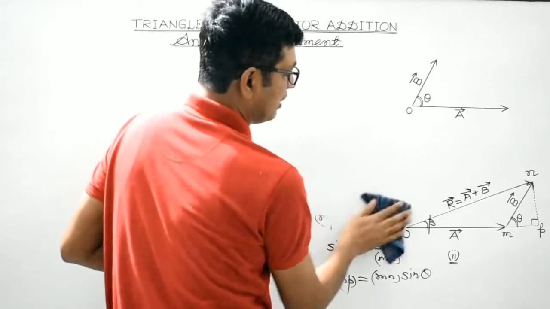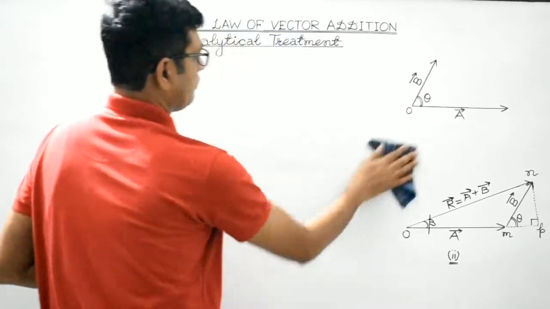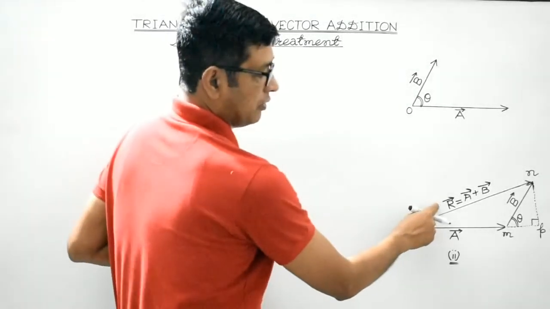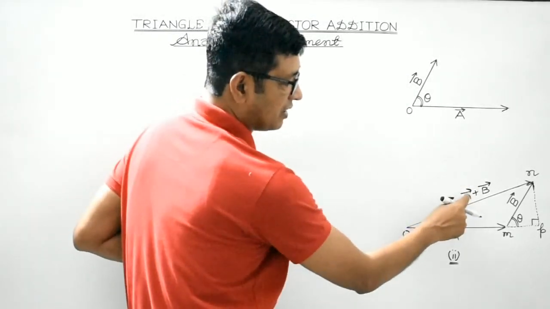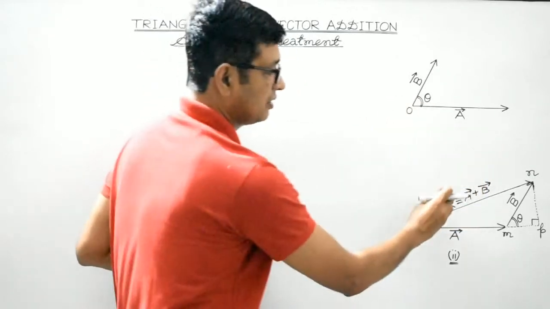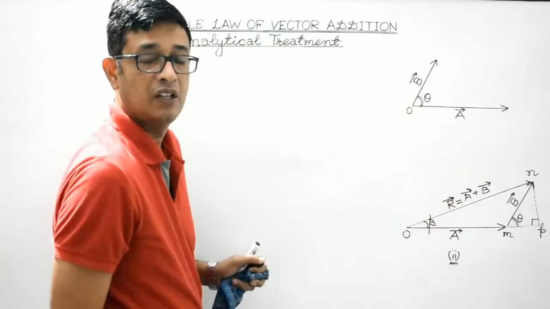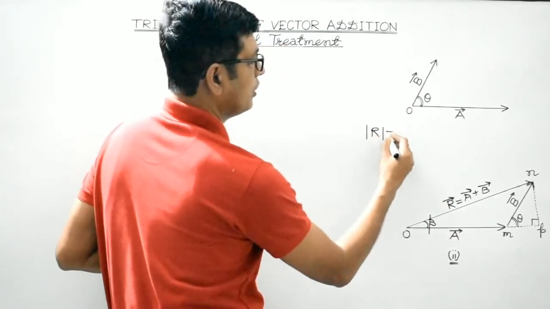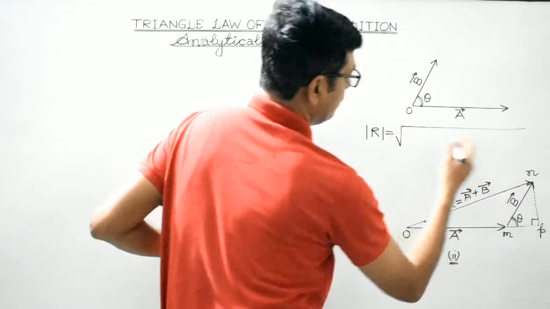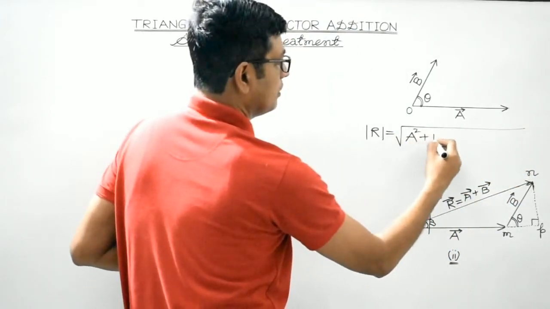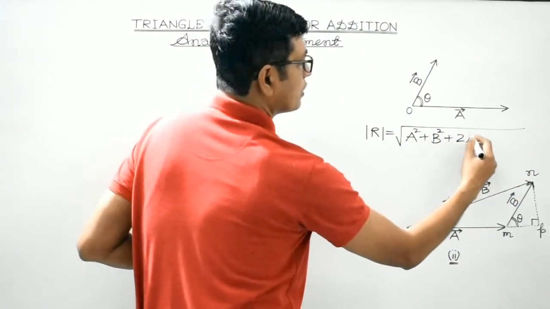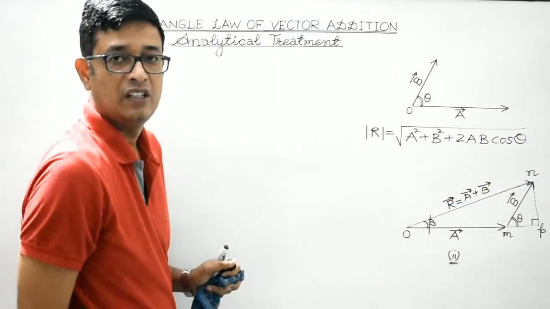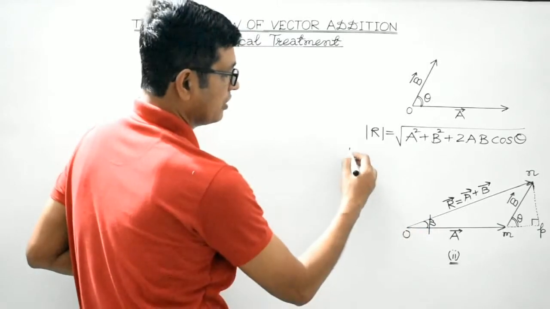So what we have done till now is, we obtained two very, very important expressions. We know that R vector is the vector result of A vector and B vector. This is the representation in the graphical form. In magnitude, the resultant is given by, just now we have proved, square root of A square plus B square plus twice AB cos theta. This is the magnitude.